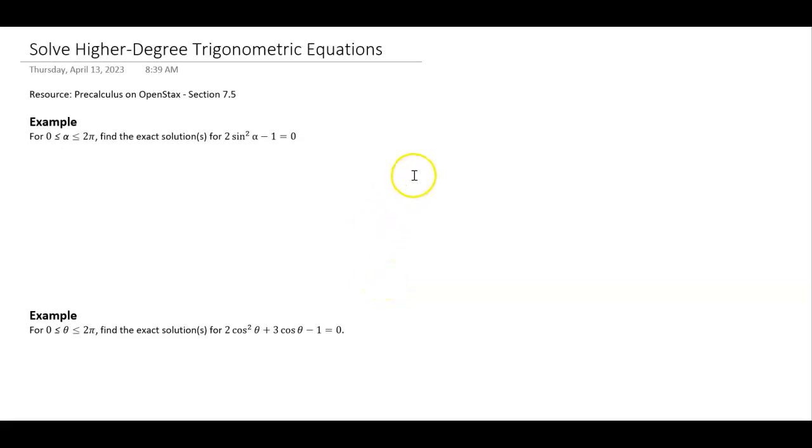All right, in this video, we're going to be looking at higher degree trigonometric equations. So not just linear equations, but other types of equations. One thing that I, again, like to do is a substitution. In this case, if we were to rewrite this notation, it would look a little something like this, right? With the sine alpha being squared.